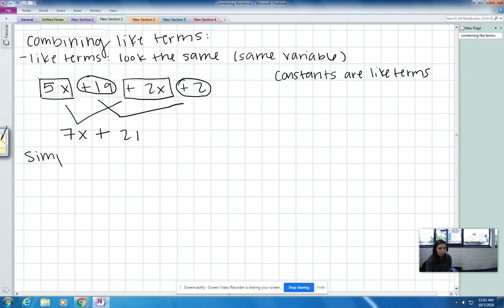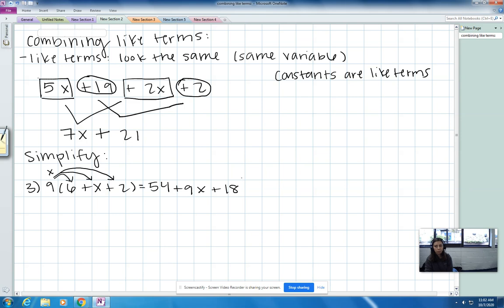So again, we're going to simplify. These examples are going to illustrate how the distributive property also is at play here. So we're going to have 9 times (6 plus x plus 2). So I need to start by multiplying my 9 by everything inside my parentheses. I draw all my arrows. 9 times 6, that is 54. 9 times x is 9x. 9 times 2 is 18. So my new expression right now is 54 plus 9x plus 18.